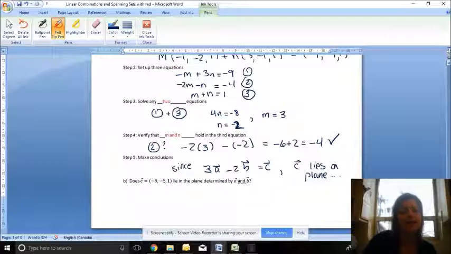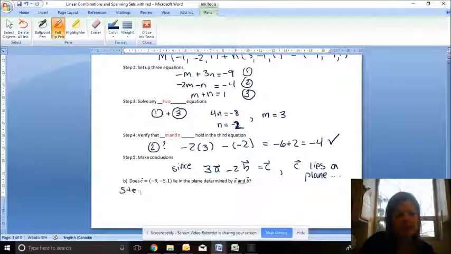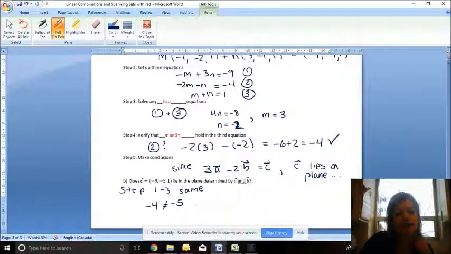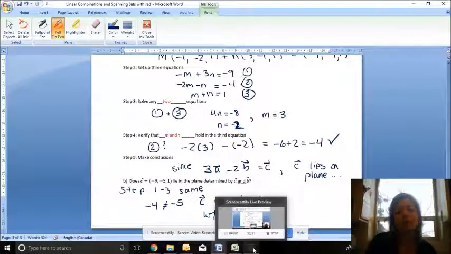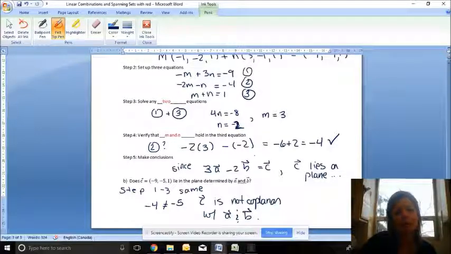Okay, part B, does this lie on the plane? Notice that our x and our y value are the same, so our steps 1 to 3 would be the same. But when we get to step 4, we would get -4, which doesn't equal the y value of -5 like it's supposed to be. So we would say that C is not coplanar with the plane determined by A and B, because a linear combination wouldn't be possible for all 3 points.